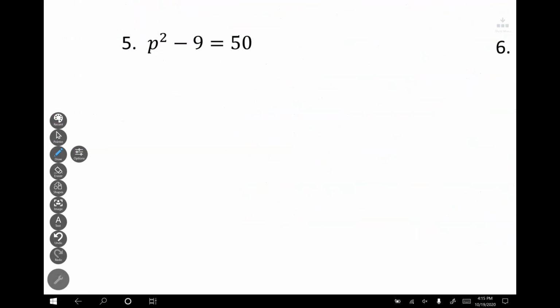All right, number 5. If you want to try this one on your own, go for it if you're feeling comfortable. So add that 9. And then square root. So p equals plus or minus the square root of 59, which you can't simplify, so we're just going to leave it like that.